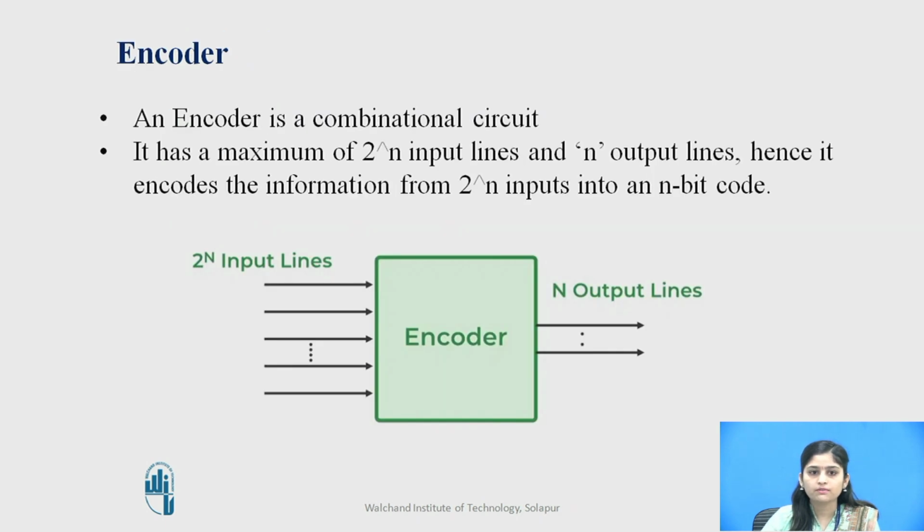Now let us understand what is encoder. An encoder is a combinational circuit. It has a maximum of 2 raised to n input lines and n output lines. Hence it encodes the information from 2 raised to n inputs into an n-bit code. That means encoder consists of multiple inputs which can be converted into binary data or small signal. This is the diagram for our encoder, in which we are having 2 raised to n input lines which can be converted into n output lines.